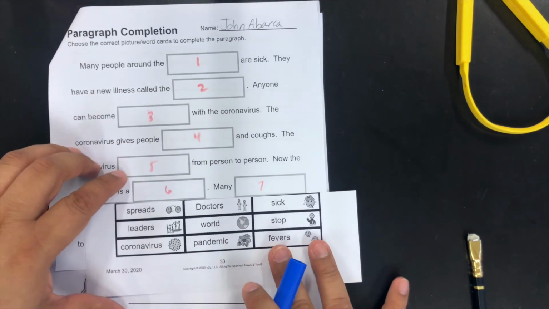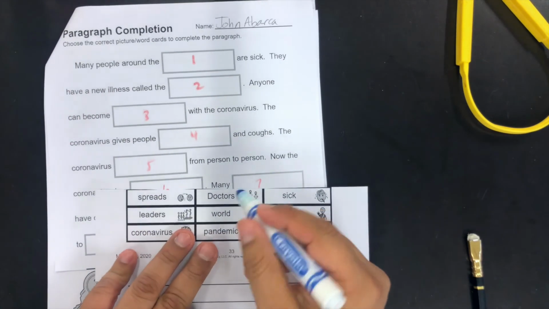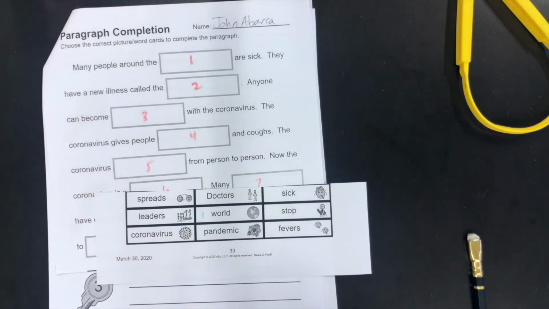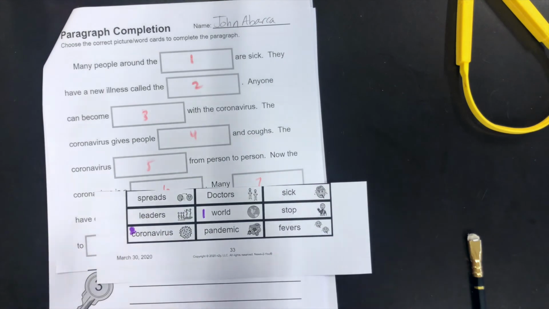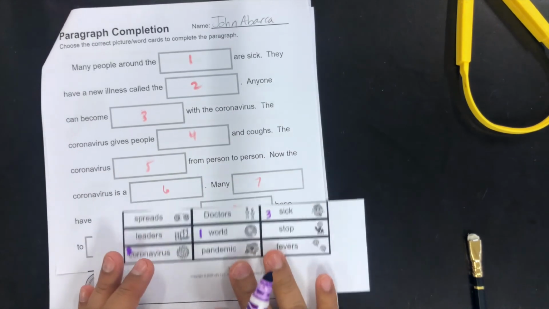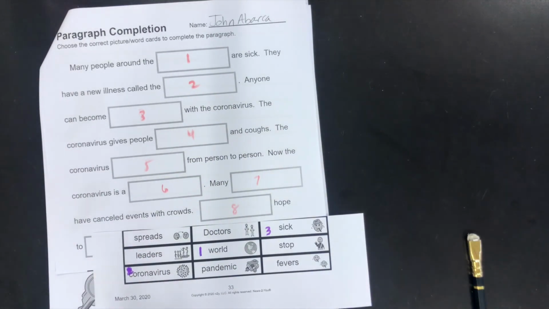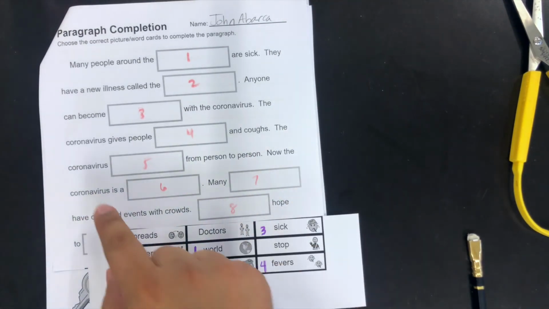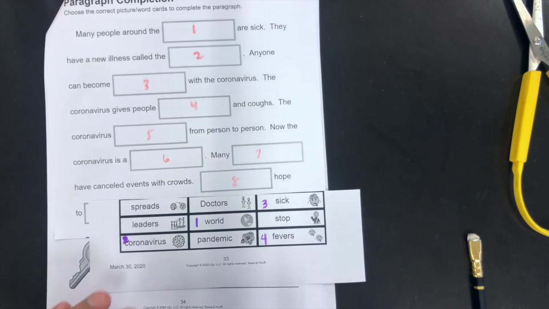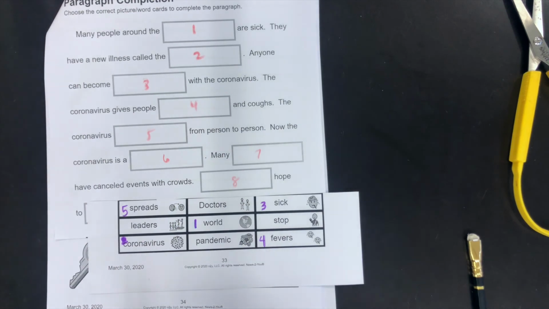Okay? Many people around the blank are sick. Well, we know that many people around the world are sick. They have a new illness called, and we know that one, that should be coronavirus. Wow. Okay. Anyone can become what? They can become sick. The coronavirus gives people blank and coughs. Well, fevers and coughs. The coronavirus blank from person to person. The coronavirus spreads from person to person.